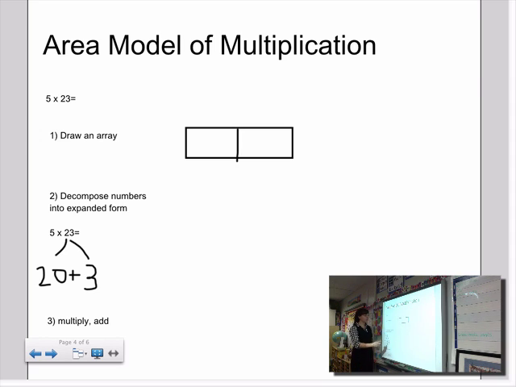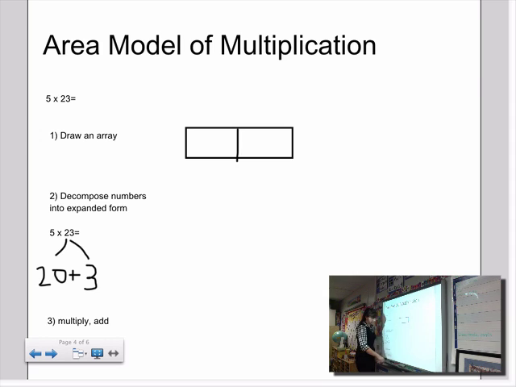Once I've drawn my array or my rectangle, I'm ready to start setting up my problem. To set up my problem, I need to decompose my double-digit number into expanded form. When I think of the number 23, friends, how many tens do I have? Rosie? 2 tens. 2 tens equals 20. And then how many ones do I have? Kevin? 3. I have 3 ones. So when I break down the number 23 into expanded form, I am left with 20 plus 3.